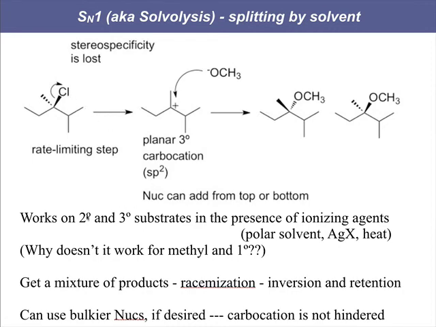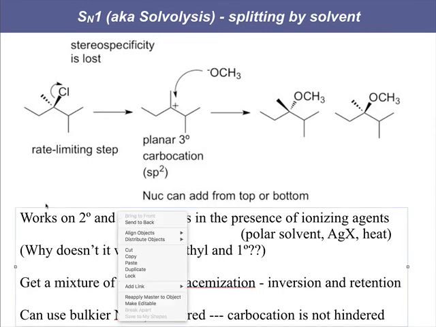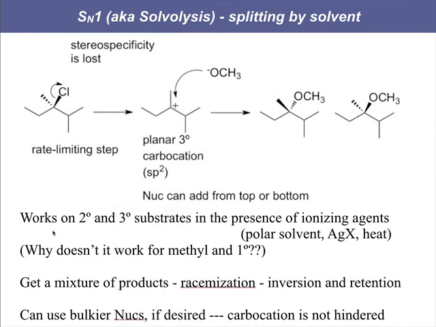So it works on secondary and tertiary. Remember that SN2 worked on methyl, primary, and secondary. And secondary in the case of SN2 was really kind of the extreme end. So secondary works for both. Tertiary only works in SN1. Methyl and primary only work for SN2. So remember, why doesn't SN1 work for methyl and primary? It's because the carbocation that would form if the leaving group were to leave on its own would be too unstable.